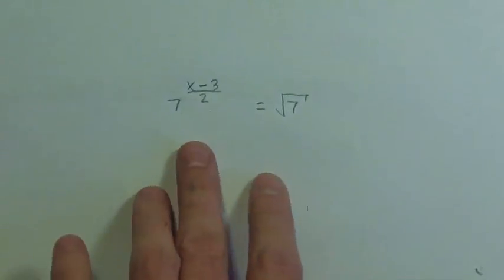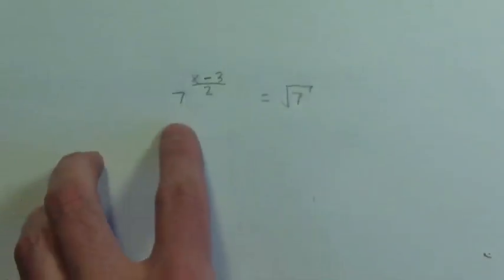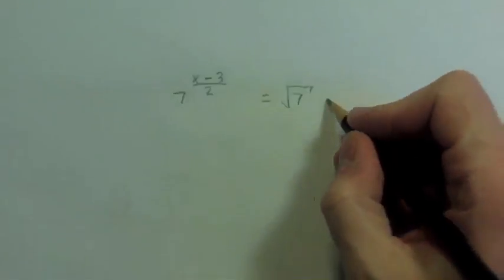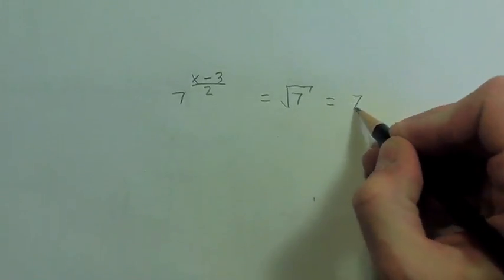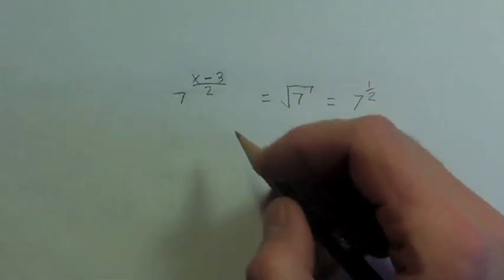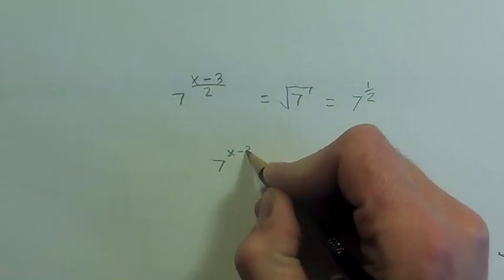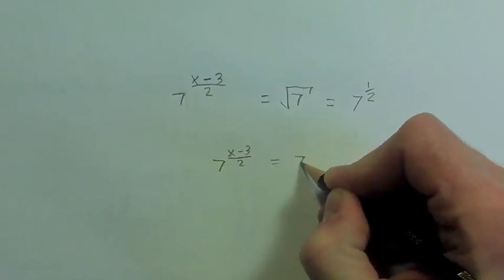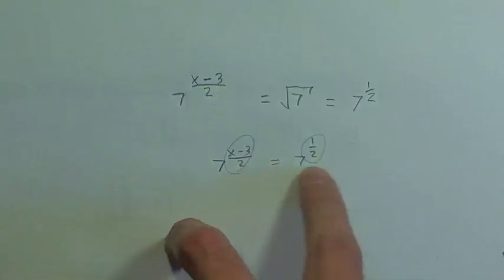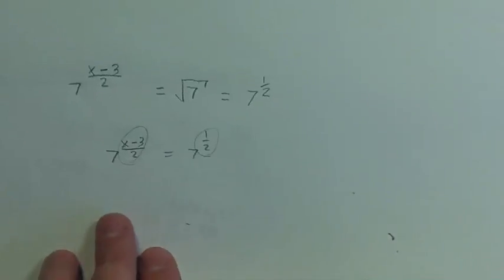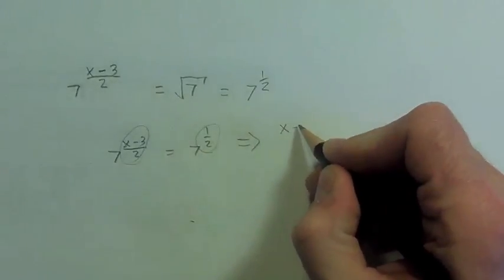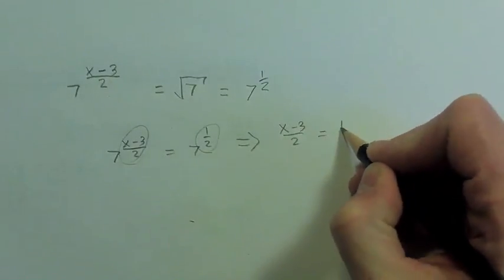So here's another situation where we can use this idea. I have 7 to some power is equal to the square root of 7. Well, if we remember that the square root of 7 is 7 to the 1/2, what we essentially have is 7 to some power is equal to 7 to some other power. So if 7 to some power is equal to 7 to the 1/2, those powers have to be equal for this equation to hold. So you get that x minus 3 over 2 is equal to 1/2.